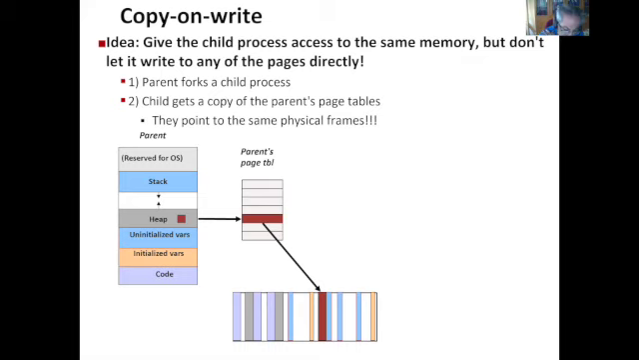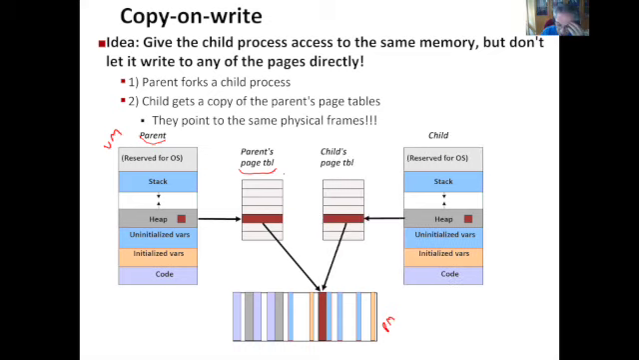Here's how it works. Here's our parent, and the parent has a page table. In this case, I have drawn the physical memory in horizontal form, so don't get confused. This is the virtual memory, and this is the parent's page table. After fork, we create the child, and this is the child's virtual memory. What you do is copy the parent's page table as the child's page table. And now they both point to the very same thing.